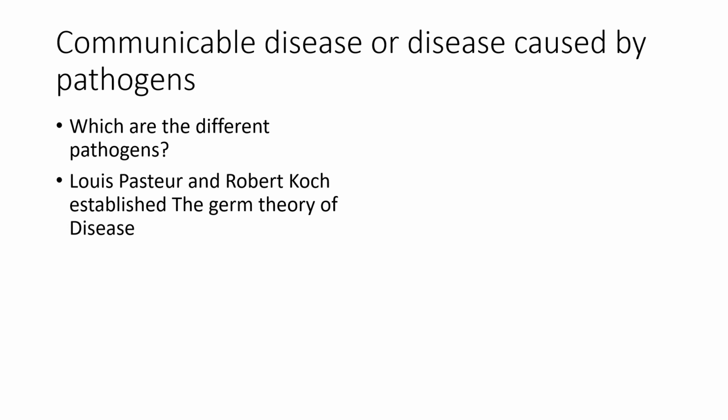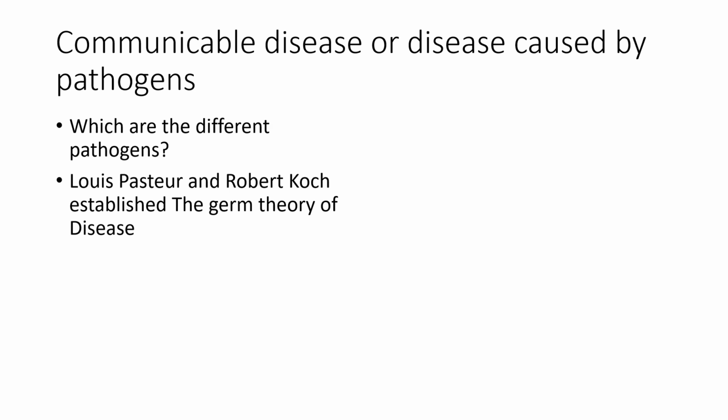Louis Pasteur and Robert Koch established the germ theory of disease. That means the disease is caused by a germ. People were not aware of how disease comes. Then these two scientists told that the disease is caused because of germs. And then Robert Koch gave postulates.